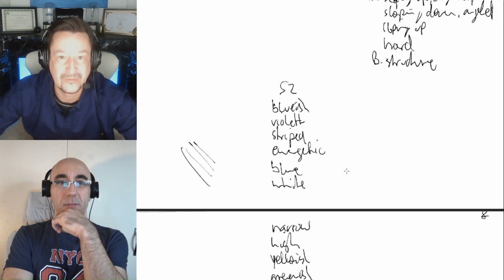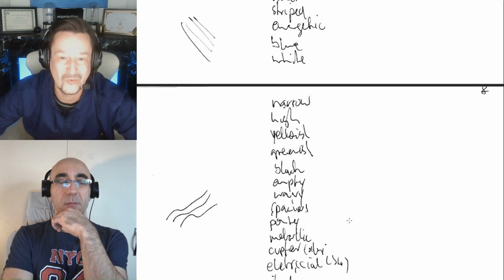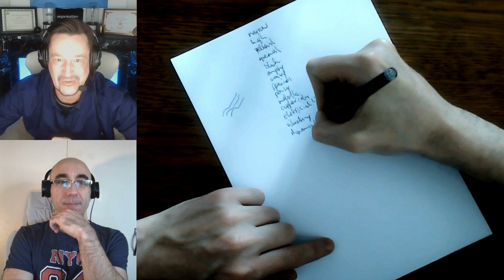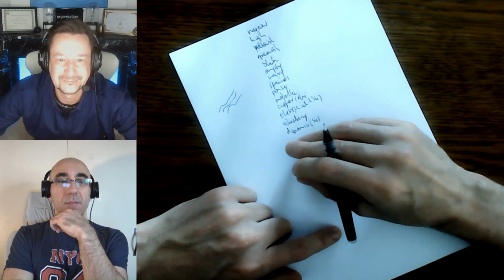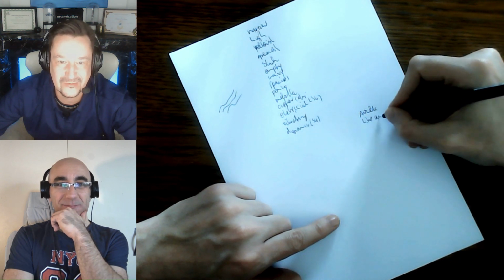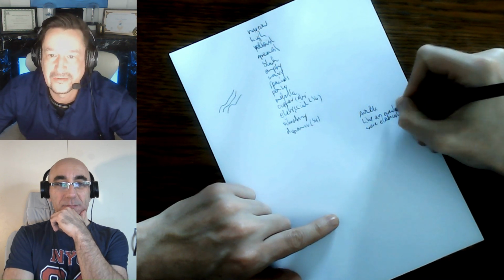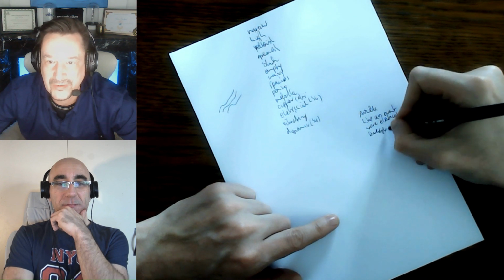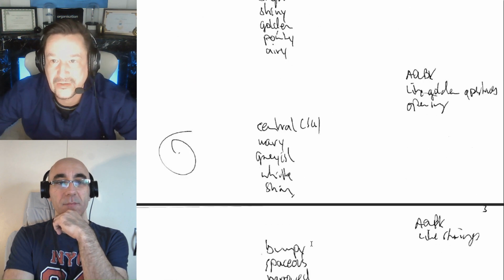And in stage 2, my first entry points: bluish, violet, striped, energetic, blue, white, narrow, high, yellowish, greenish. Here I already had a little bit of an impression, okay, it has something metaphysical, it's not a normal target. I worked through my stage 2s. I had here an early stage 4 impression of electrical, dynamic also. An analytical overlay of like an event where electrical or energetic waves are included. It was bright, shiny, golden, pointy. Like golden apertures opening.